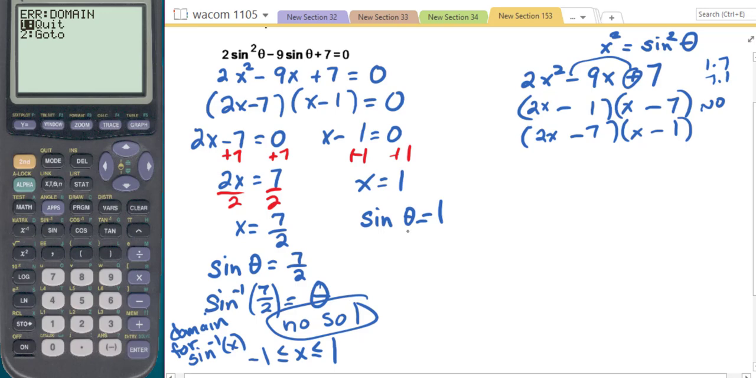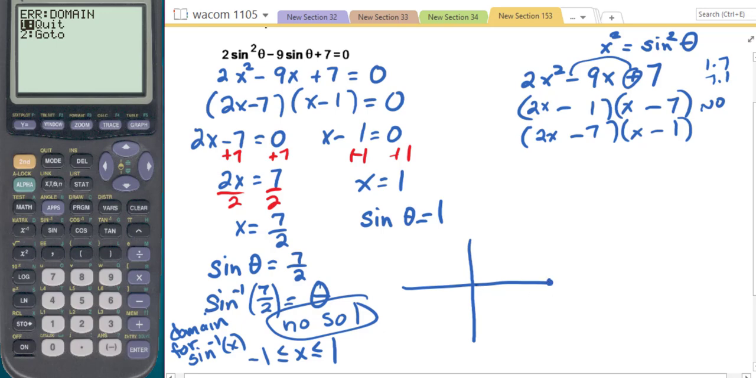Right. This one, sine of theta equals 1. Well, this is a quadrantal. Let's see when the sine of theta is 1. And we could probably also do it on the calculator. We'll check. So sine of theta equals 1.